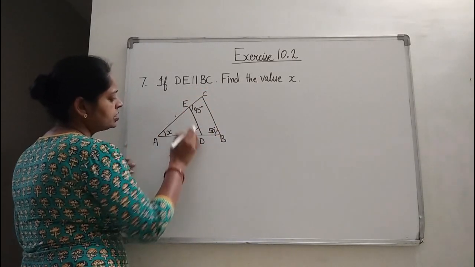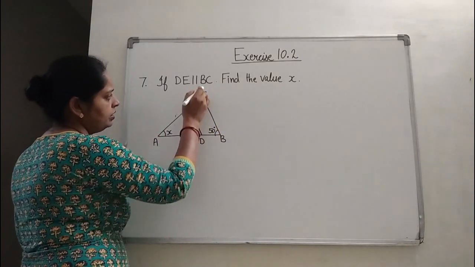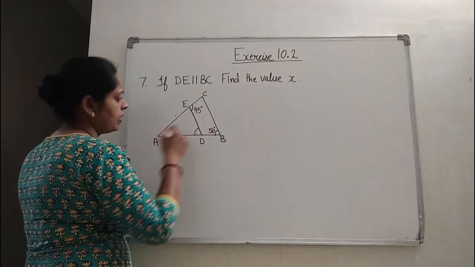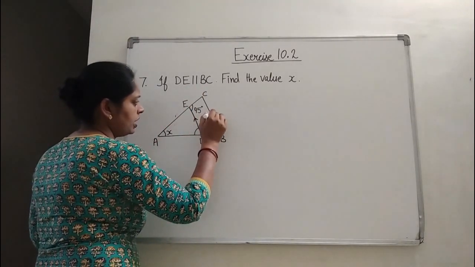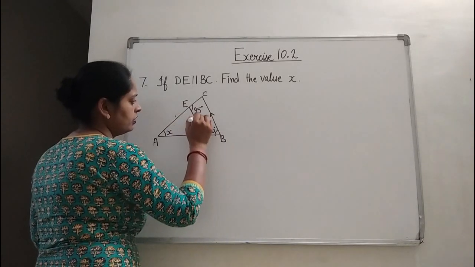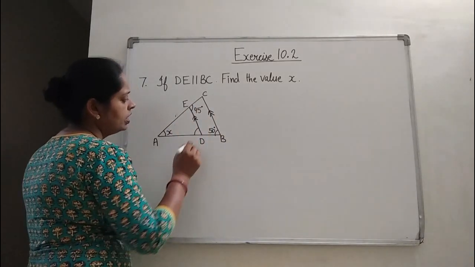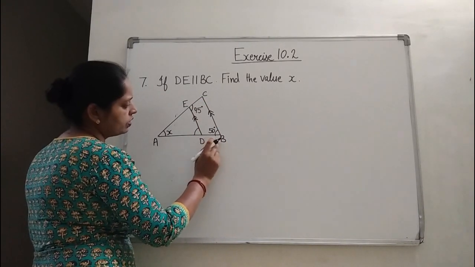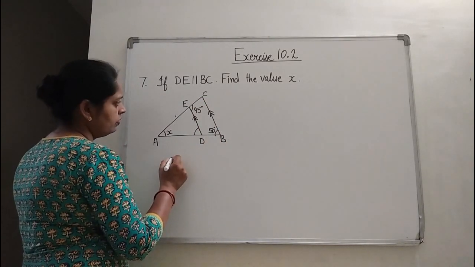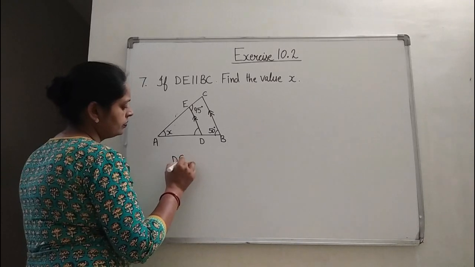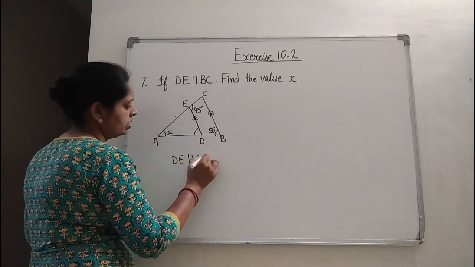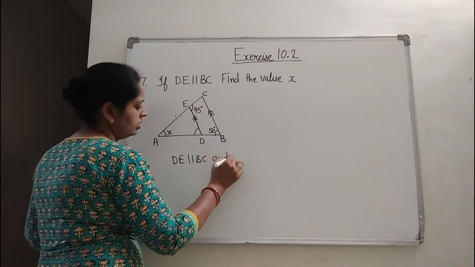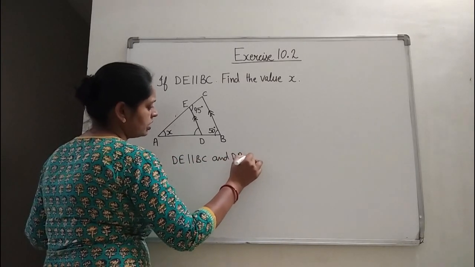Now, where is DE? This is DE and BC. These two lines are parallel. DE is parallel to BC, it has been given, right? These two lines are parallel, and if these two lines are parallel, then we can see DB is one of the transversal. So, we have DE parallel to BC and DB as transversal.